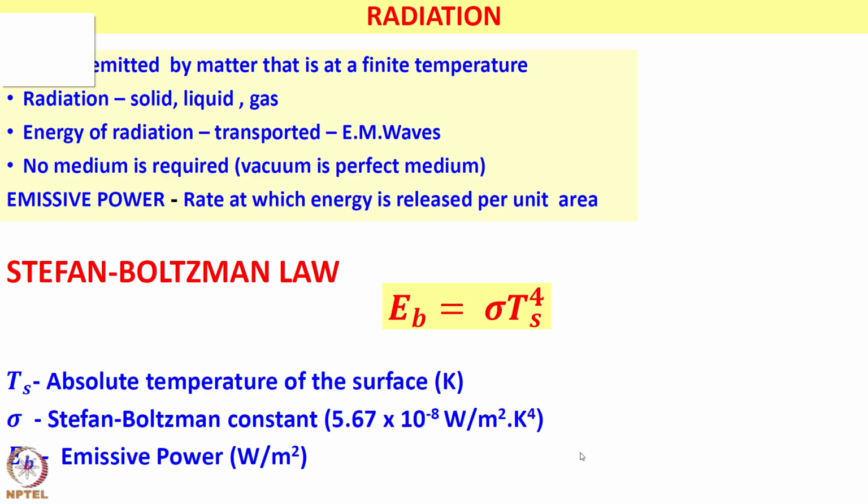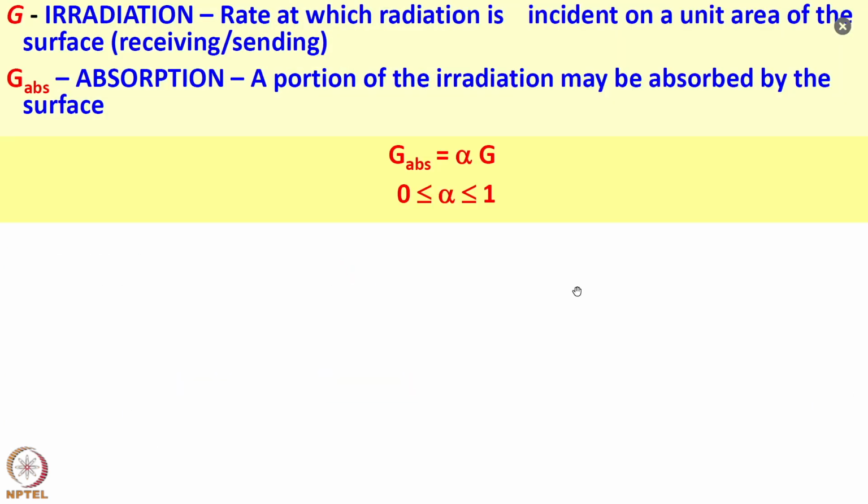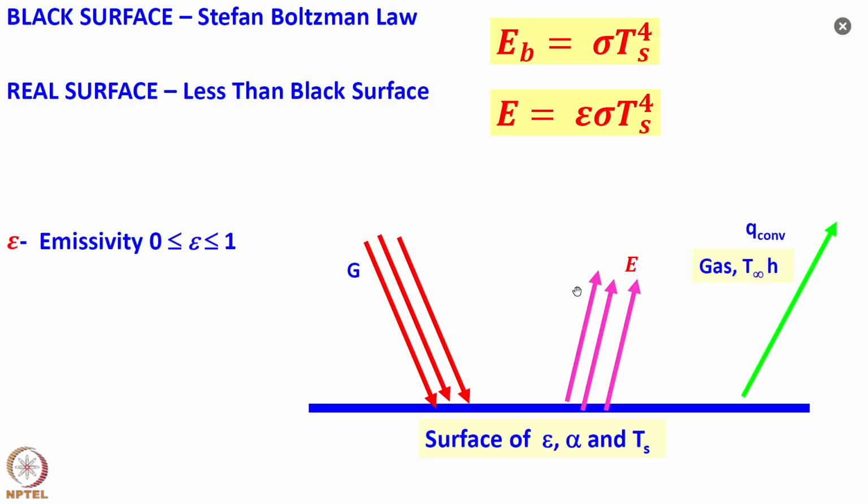We will introduce a concept called emissivity, which is: black surface sigma T to the power 4, real surface emissivity times sigma T to the power 4. What is emissivity? Emissivity is representing how far a real surface is from a quote unquote idealized body or a black body. Emissivity goes from 0 to 1 for any surface. It could be a constant or a function of temperature.